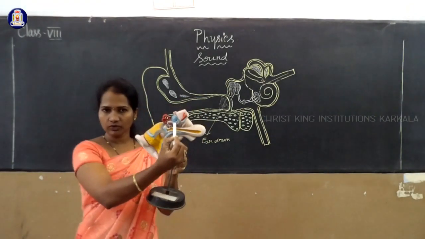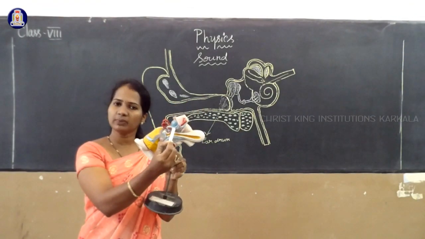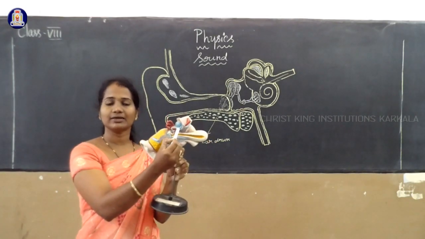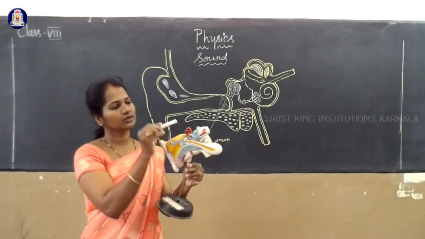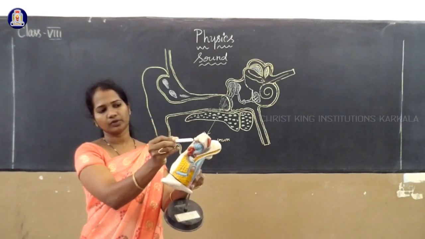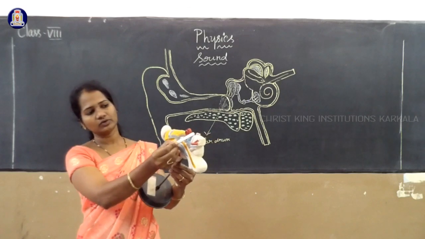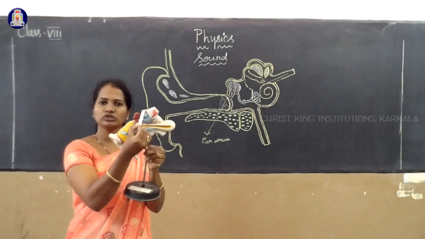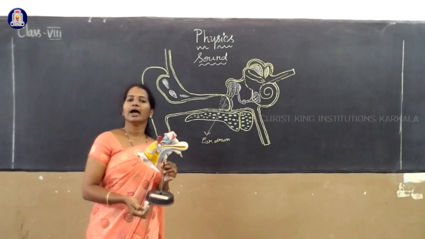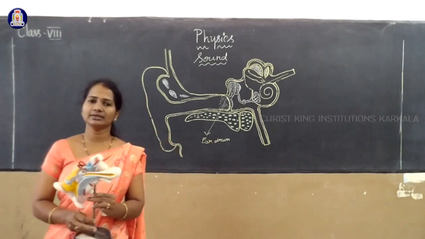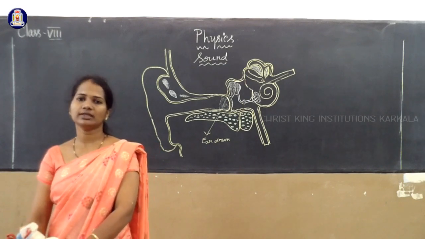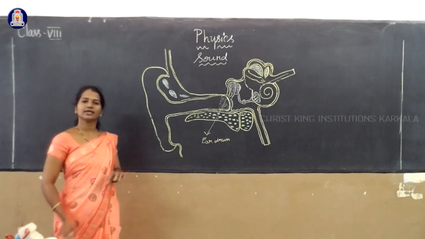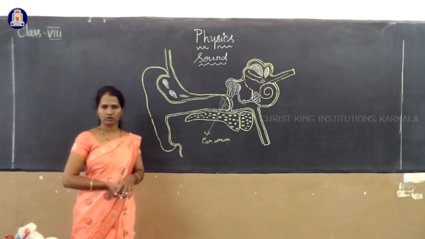This part is called the cochlea, which converts these sound vibrations into electrical signals. These electrical signals are then sent to the brain through this nerve, called the auditory nerve, and finally the brain interprets the actual sound. In this way, our human ear works so that it can identify a variety of sounds.